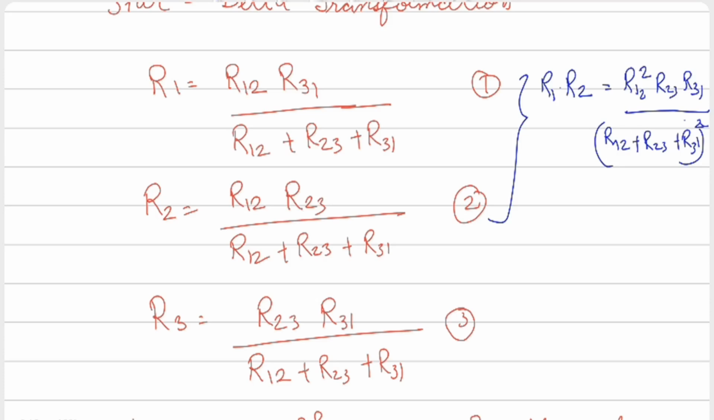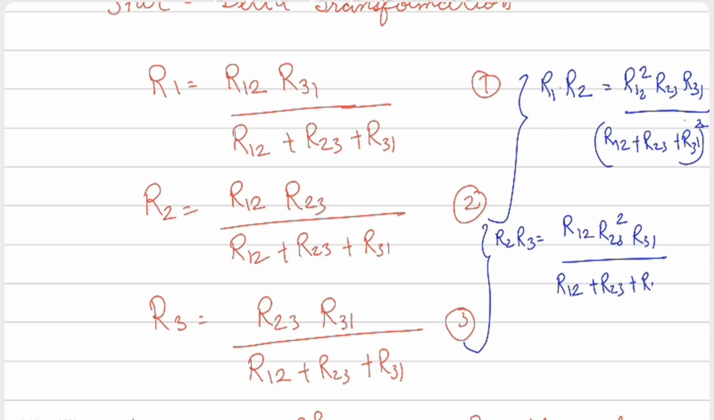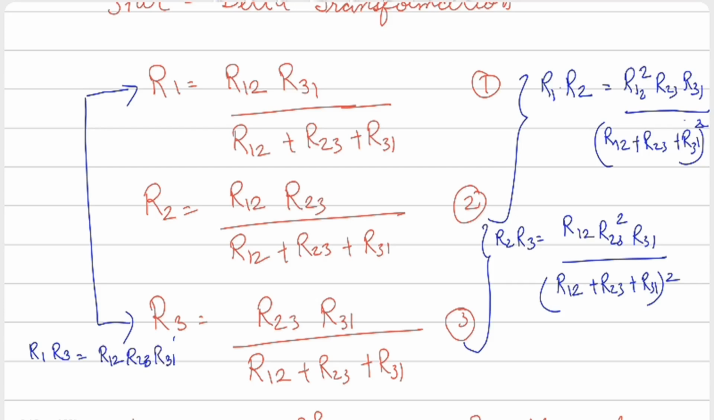Okay. Same way, if we multiply 2 and 3, we will get R2 R3 equals R12 R23 square R31 divided by R12 plus R23 plus R31 the whole square, and multiplying equation 1 and 3, we will get R1 R3 equals R12 R23 R31 square divided by R12 plus R23 plus R31 the whole square.